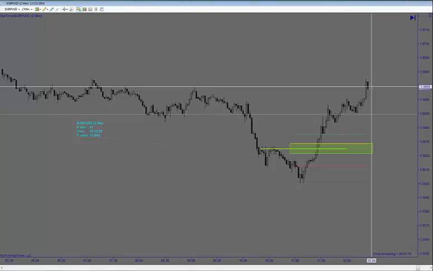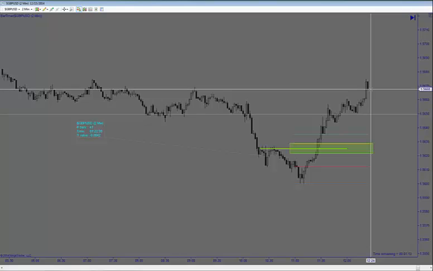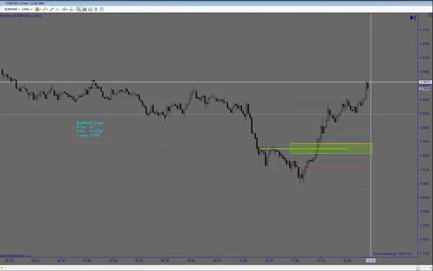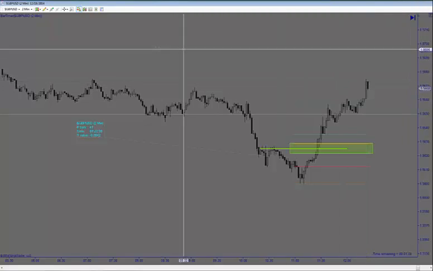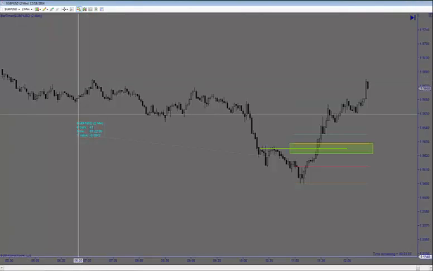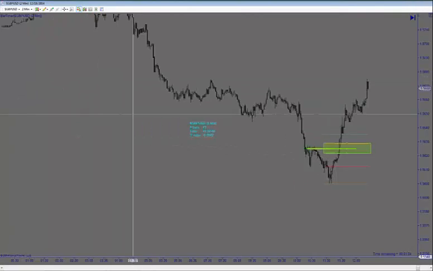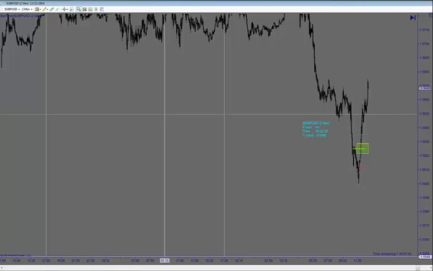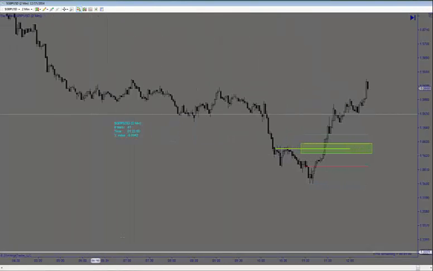Okay, so now we're caught in a situation where price has stalled here for a moment. There is some structure here. Let's see how strong the structure is. Not very strong at all.